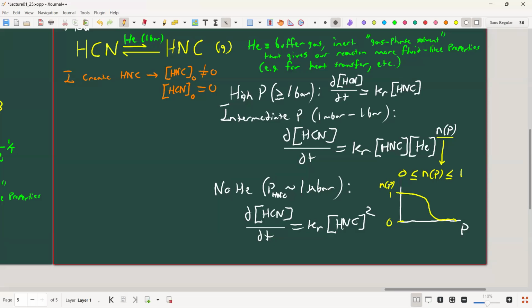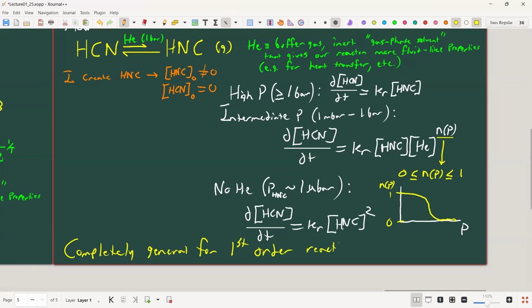Let's try to understand why this is. This is a completely general result for first order reactions. You're saying that happens for every? Yes, yes, that there is this limit.